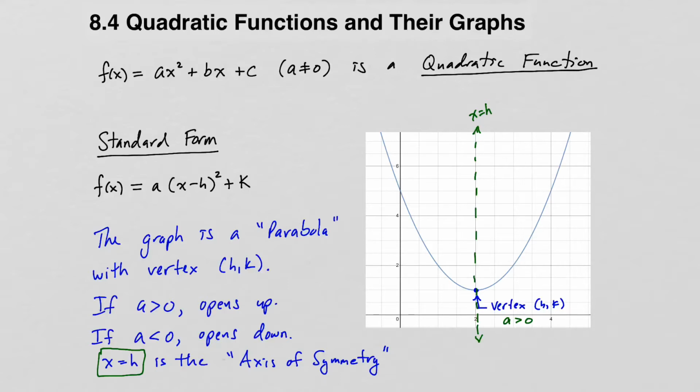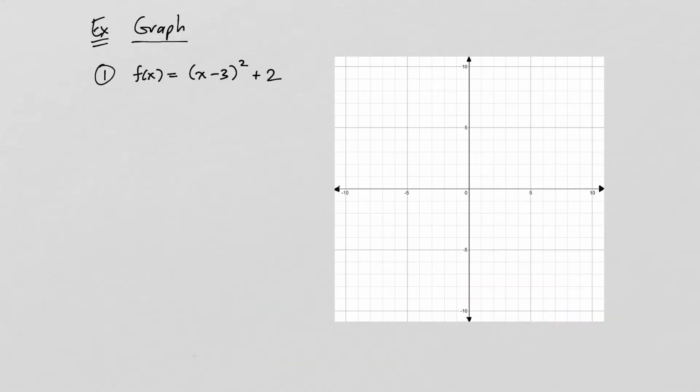Okay, let's take a look at some examples. In our first example here, we want to graph the parabola, or the quadratic function, f of x equals the quantity x minus 3 squared plus 2. The coefficient in front of the parentheses here is 1. This is our value of a. And of course 1 is positive, and that means that our parabola should open up.